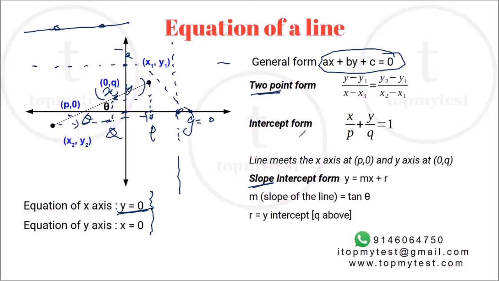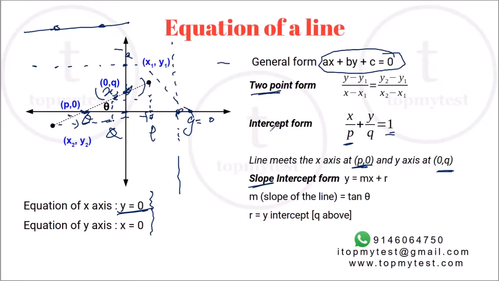You can rewrite this into this format: x by p plus y by q is equal to 1, where p is the x-intercept, the point at which it intersects the x-axis, and q is the y-intercept, where it intersects the y-axis. So (p, 0) is the point at which it intersects the x-axis, and (0, q) is the point where it intersects the y-axis. Now p and q can be negative as well, depending on how the line is.